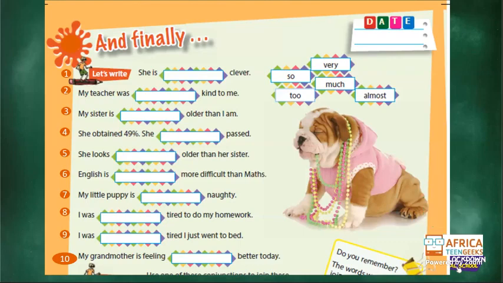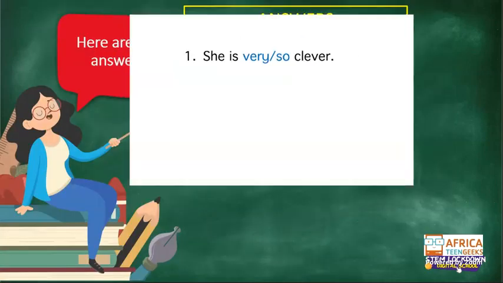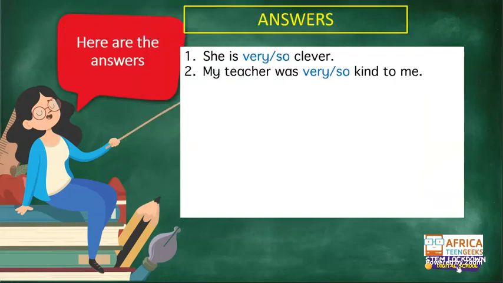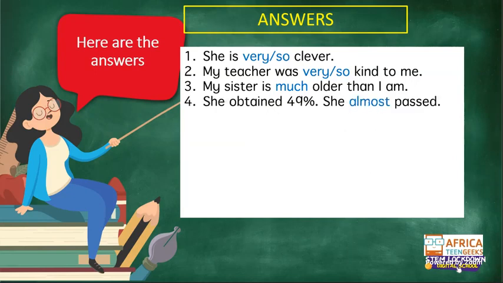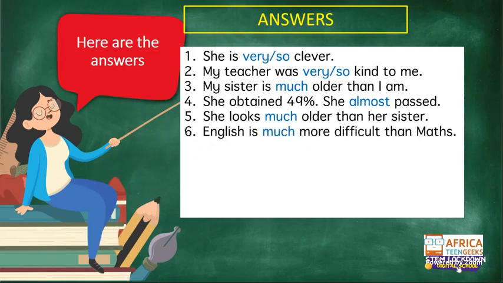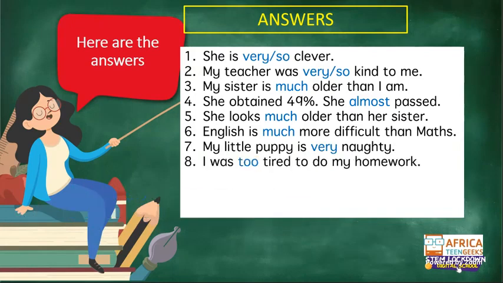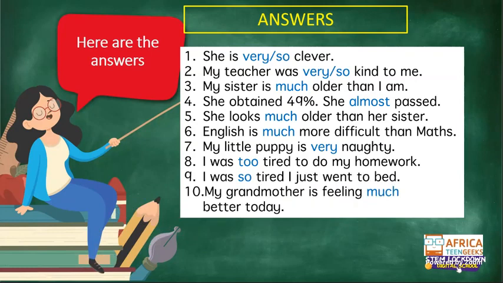Okay, so let's just show you those answers. Some of them you can use different words sometimes. My sister's much older than I am. She almost passed. She looks much older, much more difficult, very naughty, too tired, so tired, much better today.